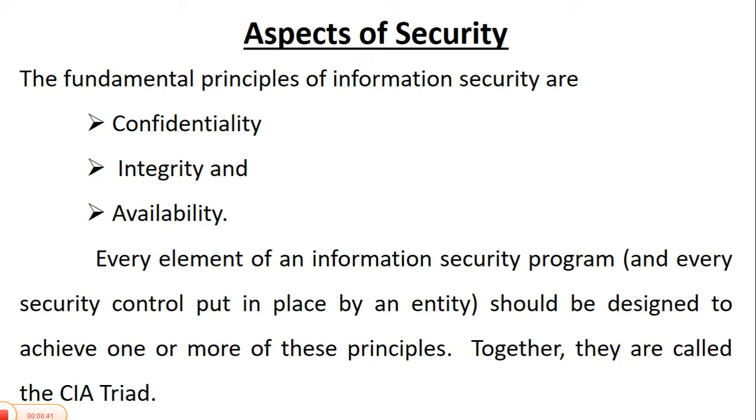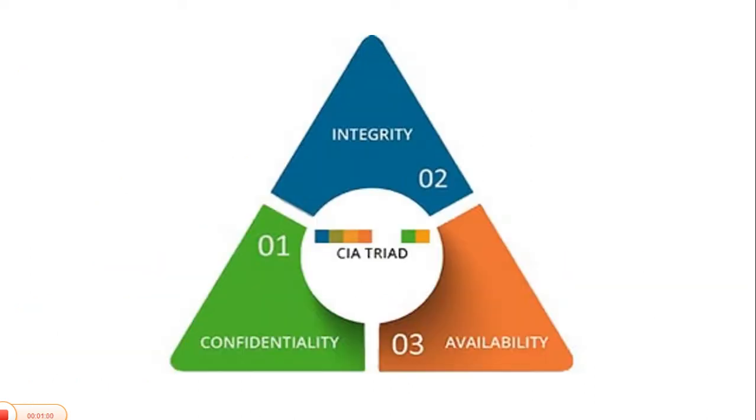Each element of an information security program, and every security control put in place by an entity, should be designed to achieve one or more of these principles. Together, they are called the CIA triad. And this is the architecture of the CIA triad. The figure is going to show you the important points we have for the security system. Now here we have the CIA triad.